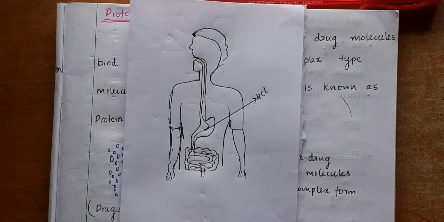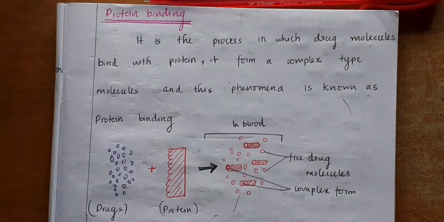So the drug comes and binds the plasma protein of the blood to form a complex, and that process is called protein binding. Protein binding is also called protein drug binding because it is a binding between a drug and protein. So I hope you guys understood what protein binding is.